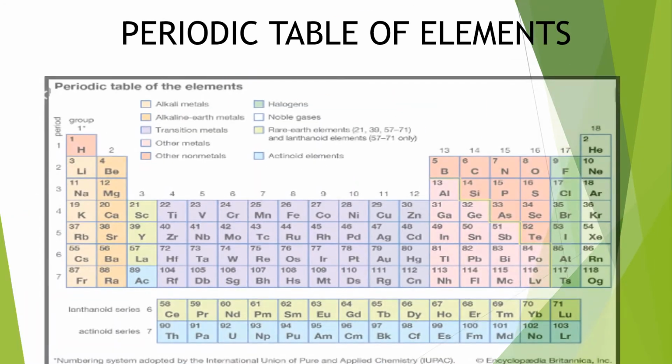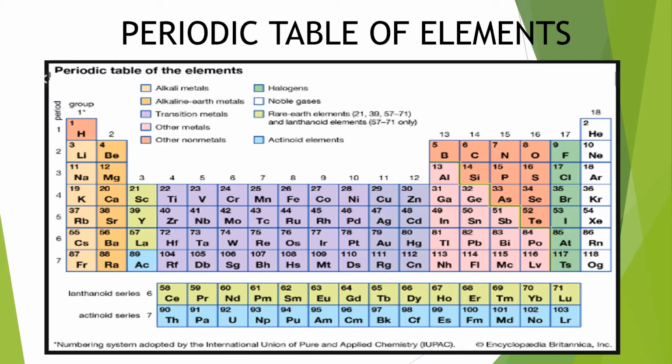First, let us study the features of the periodic table of elements. As you can see, the periodic table of elements is arranged according to increasing atomic number. So atomic number is the same as the number of electrons. For example, sodium has atomic number 11 and also it has 11 electrons. Another example is sulfur. It has 16 electrons and atomic number is 16.